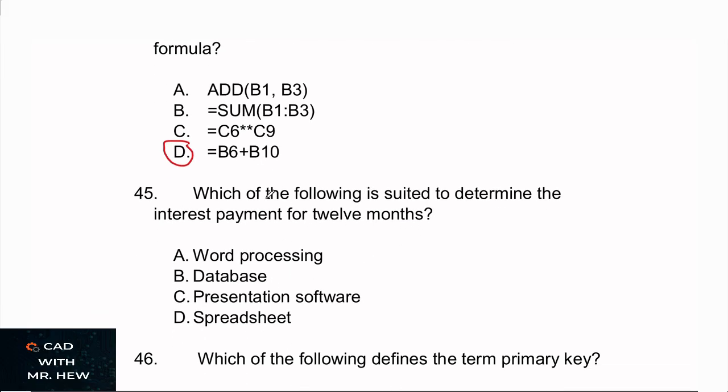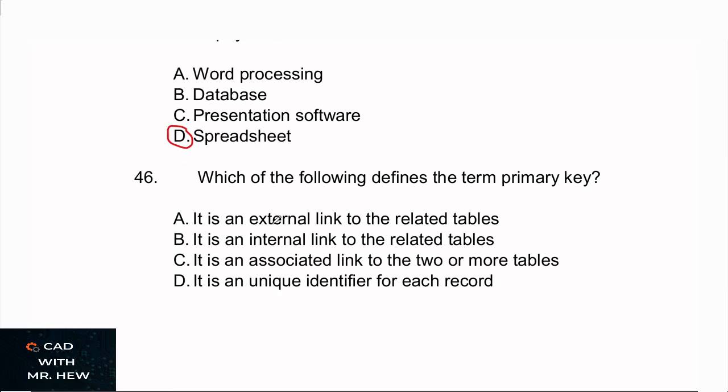Question 45. Which of the following is best suited to determine the interest payment for 12 months? A. We have word processing. B. Database. C. Presentation software. D. Spreadsheet. The correct answer is D.